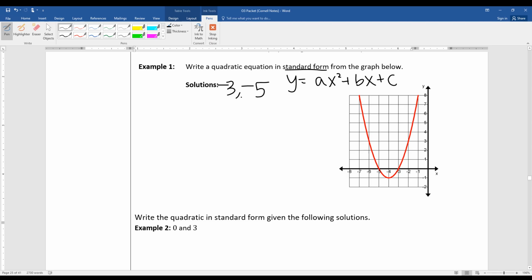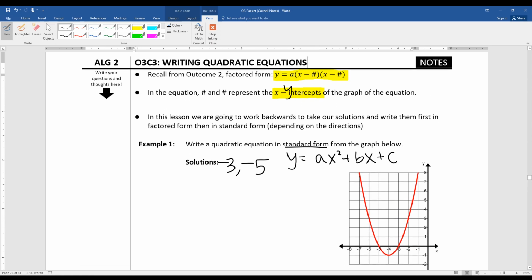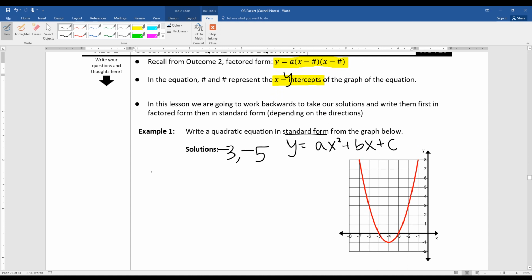Now the first thing that I'm going to do is write this in factored form. So I'm looking back up at the top here. I have a y equals, and then I'm going to jump into my parentheses. I know that both of my parentheses should start with an x, and what I want to do is take this solution and flip the sign. Remember that in parentheses, the sign is always opposite. So I have x plus 3, and I have x plus 5.